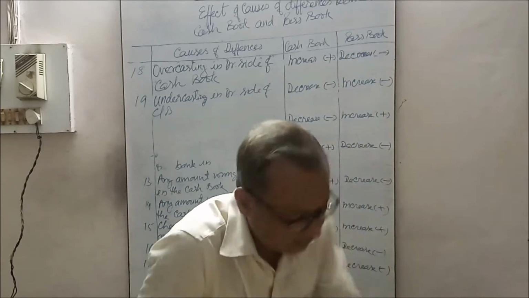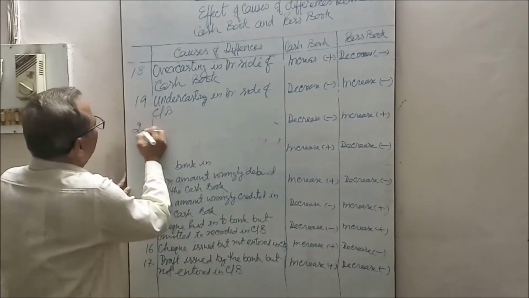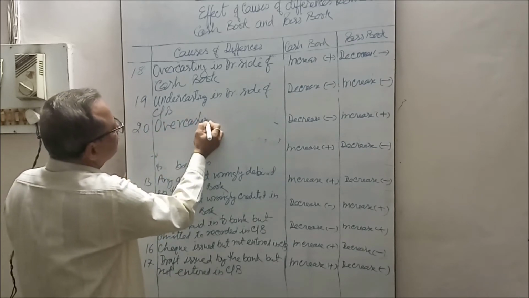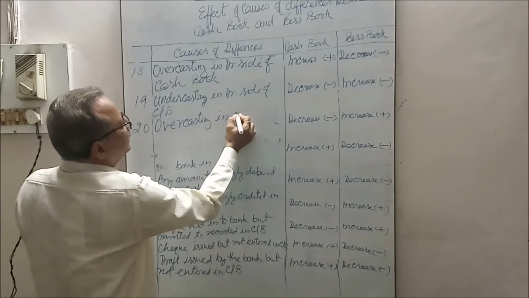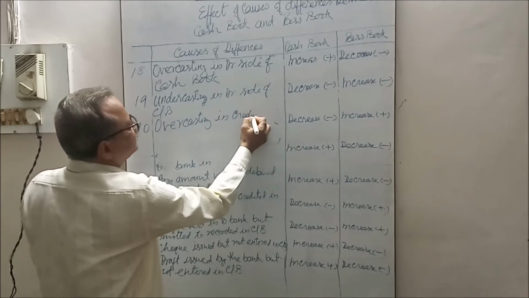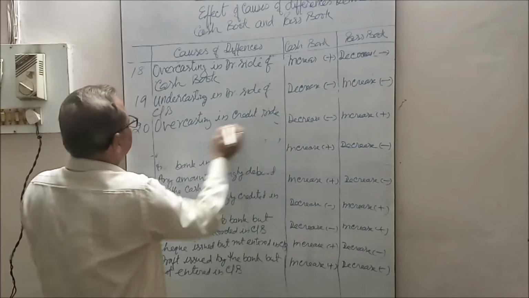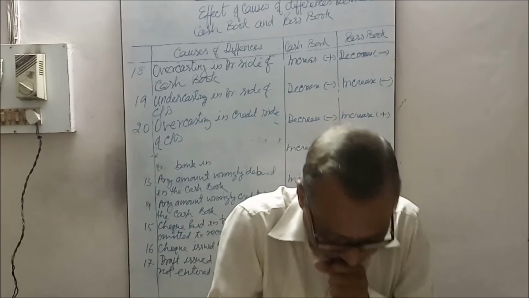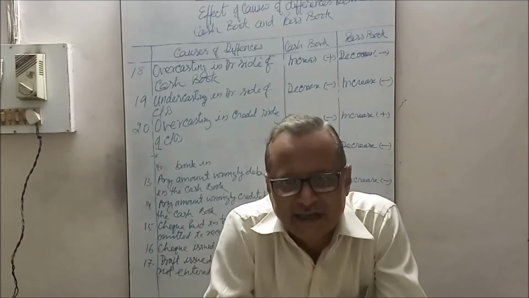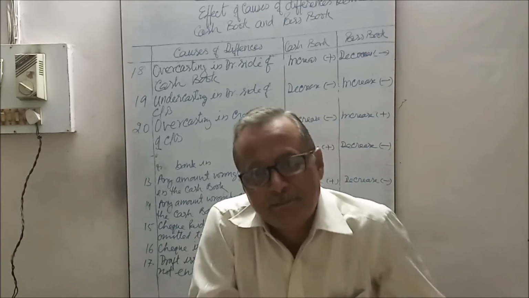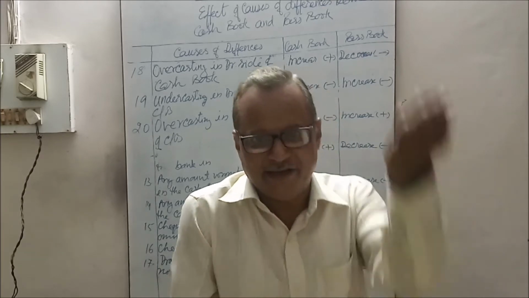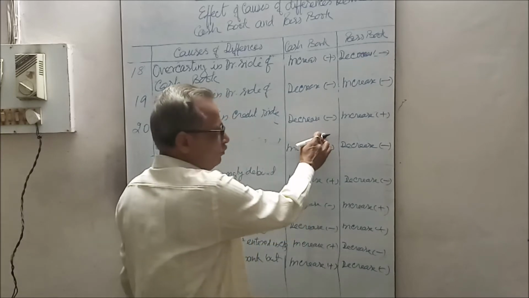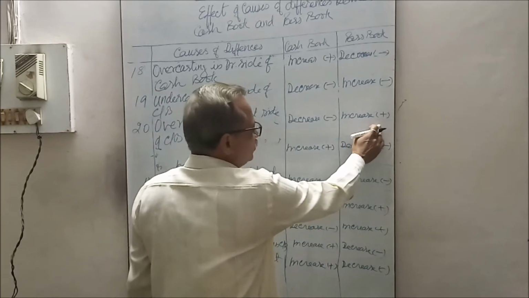Likewise, overcasting in credit side of cash book. Credit side of cash book is increased, meaning the payment side is excessively written, then it will show decrease in the cash book, whereas the passbook will show increase.